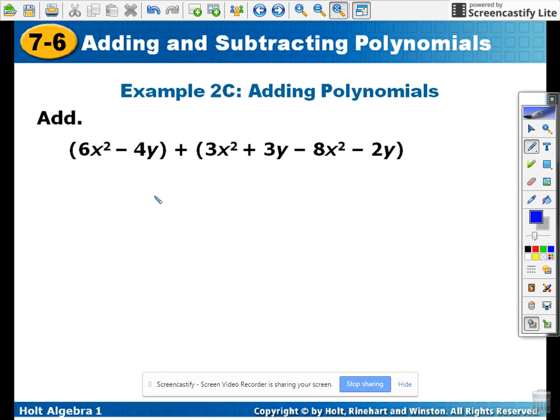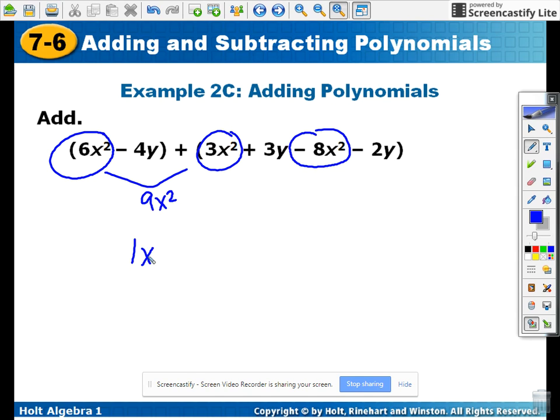So let's try one more. Again, I'm going to scan this. I don't have the same variable across the board, so its standard form does not count. I'm going to just start here with the first term. 6x squared plus 3x squared is 9x squared. And then 9x squared minus 8x squared is 1x squared, which, of course, you know you don't have to write the 1. And all the other terms are just y's.